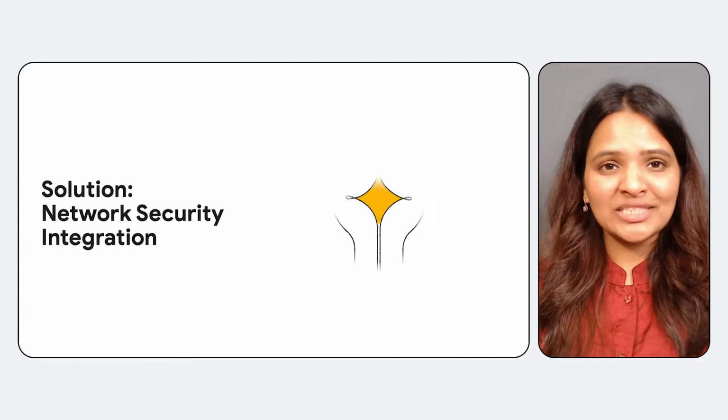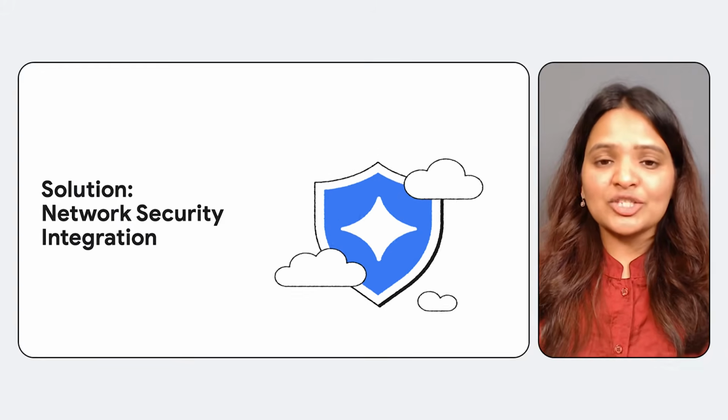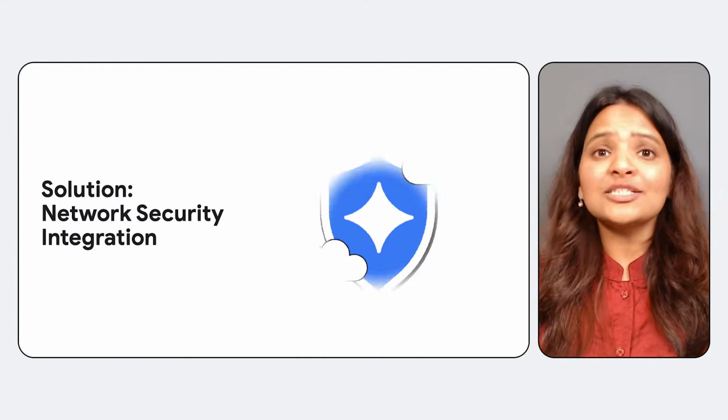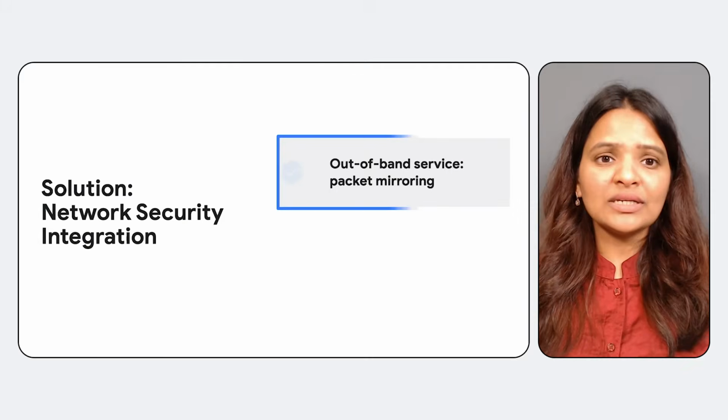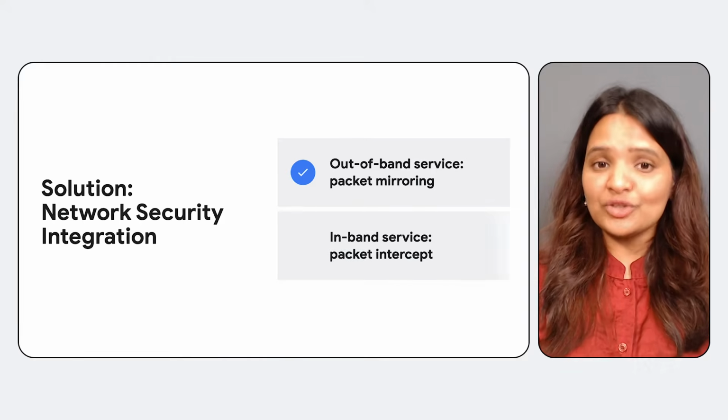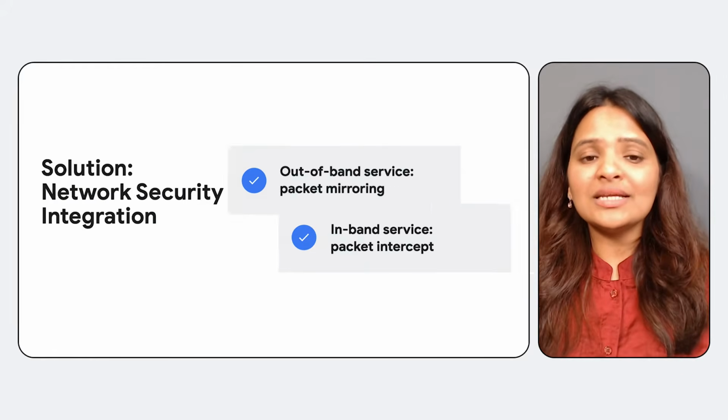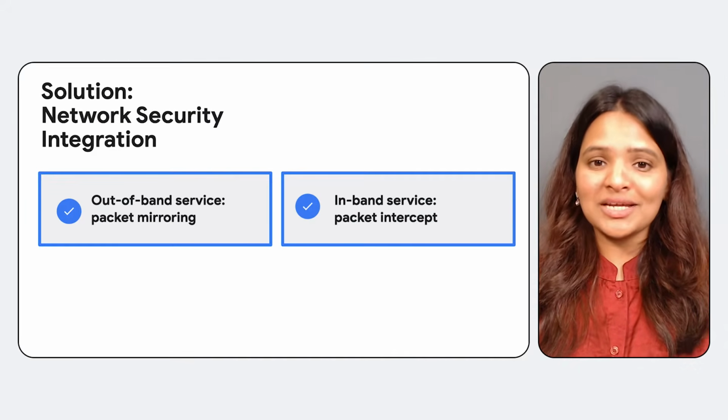These network security inspections are fundamentally categorized in two ways. The first one is out of band, which is used for traffic mirroring, and the second one is used for direct intercepting and processing packets. The network security integration solution operates based on a producer-consumer model to handle traffic inspection.